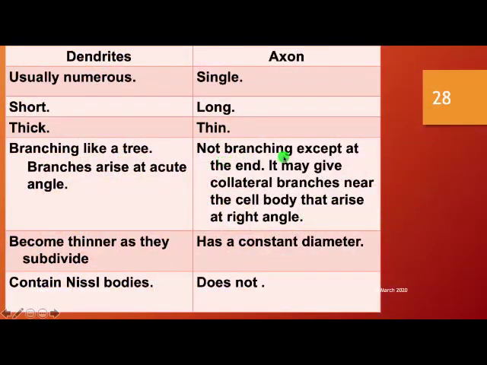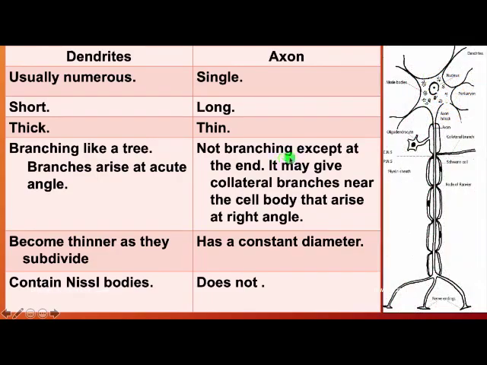Here, it is not branching except in two situations. It is branched at the end, and sometimes it gives collaterals. So this is the branching only in the axon, while in the dendrites they are always branching and the branches arise at acute angle. Here it is branched only at the end, and sometimes collaterals appear at a right angle to the long axis of this axon.